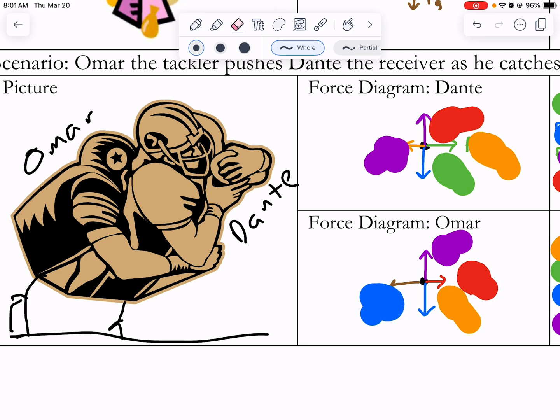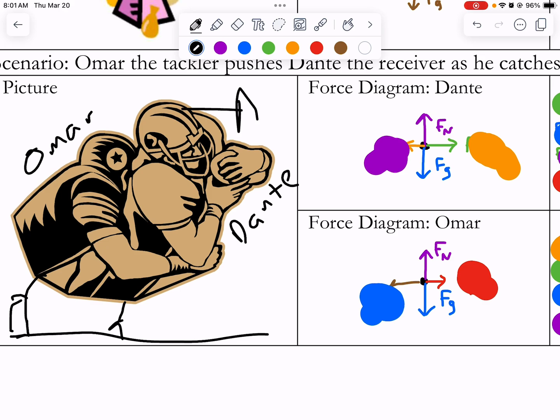So on Dante, because he's on the ground, the ground is probably holding him up, and gravity is pulling him down. And that's true of Omar also, so I'm going to include those, normal and gravity. Omar is clearly pushing Dante this way, right? Let me draw that. There's Dante. Dante is going that way, okay? And so there's a force there. That's an applied force from Omar.